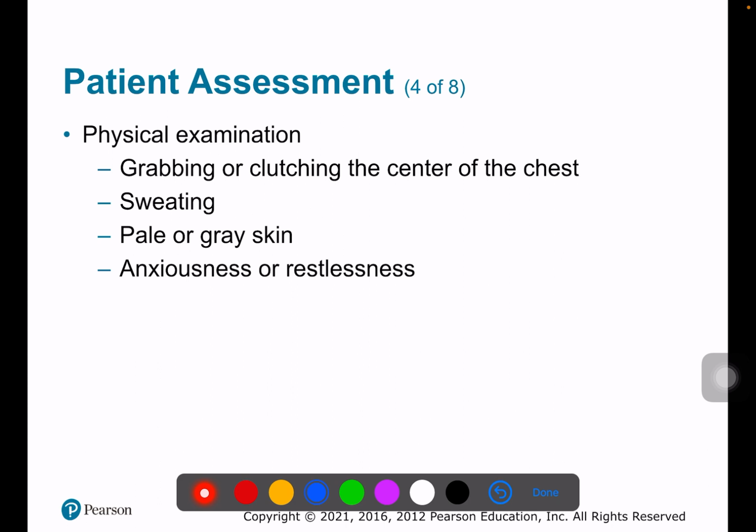On physical examination you're going to see grabbing or clutching the center of the chest. The human body is funny because it will actually show you what's going on if you just watch it. They're not consciously putting their arm at their chest. They're not choosing, I'm going to put my hand here. No, their body's doing it. Your brain is having your arm do that because that's where the problem area is, protection. They're going to sweat as well. They could be pale or gray. If you see that, that's a sign of shock. Anxious, or restlessness.